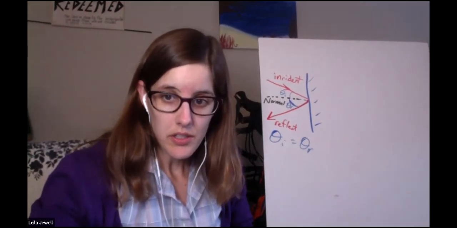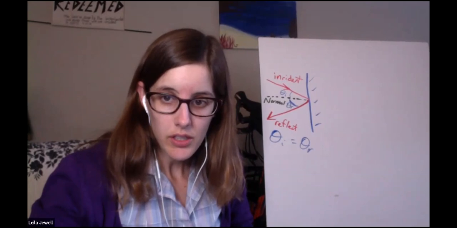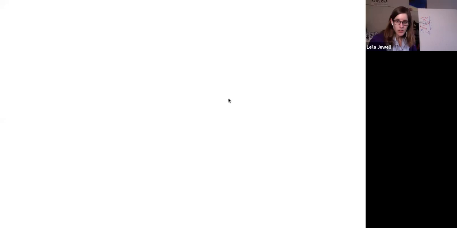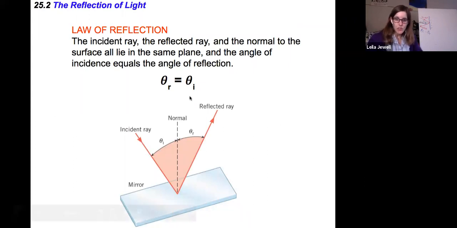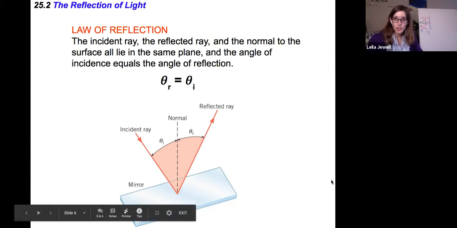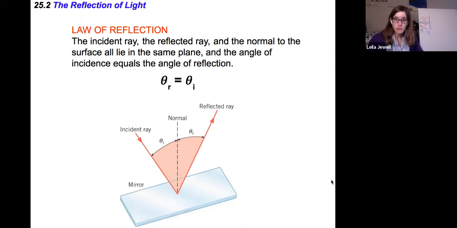All right, so let's go back to sharing. Okay. So that's what's described here in the law of reflection. That simple equation, but the key is how you use it.